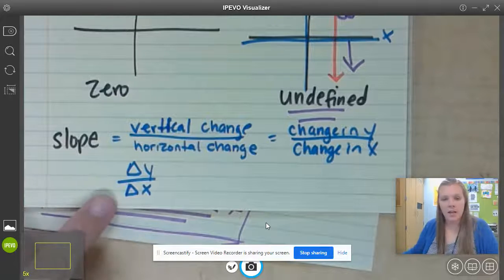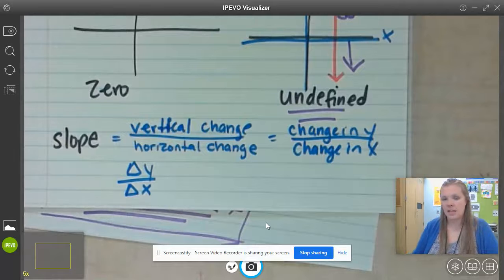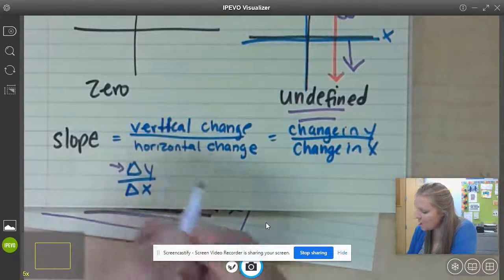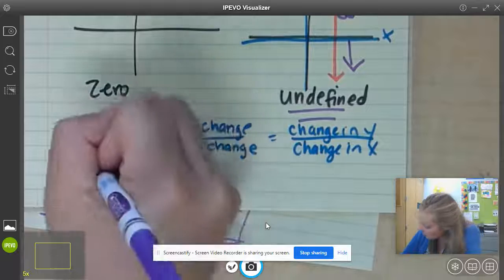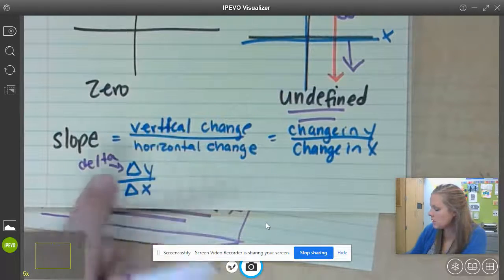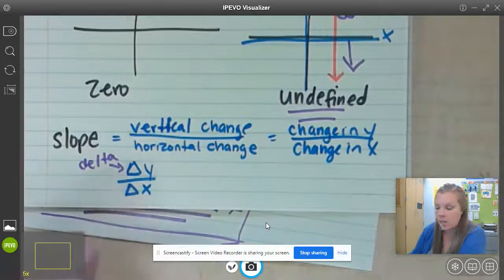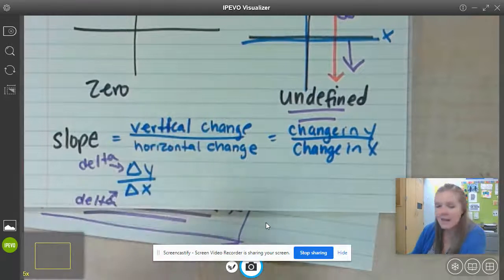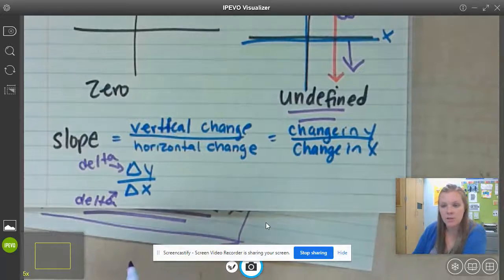This is another way that mathematicians abbreviate. This is the symbol for slope. You're going to see this all the time. Triangle y over triangle x. Triangle is actually a Greek letter called delta. So when you see this, you're going to say delta y over delta x. Delta y over delta x.